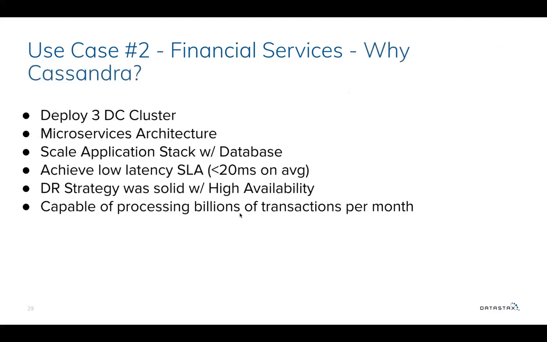So why did they choose Cassandra? They ended up deploying their solution on 3 data centers. So they absolutely have that strategy in place for business continuity and DR. They are driving on top of a microservices architecture to ensure that they can run active-active or active-passive in some scenarios. They wanted to scale the application stack with the database.